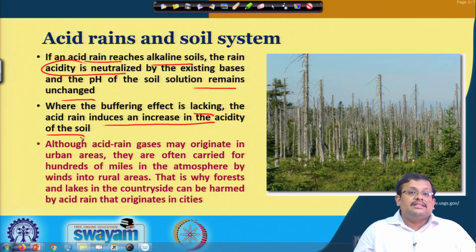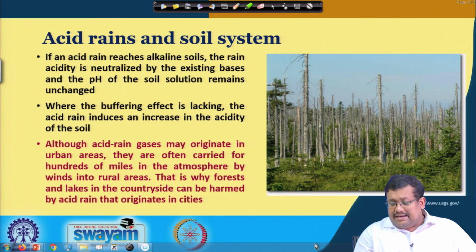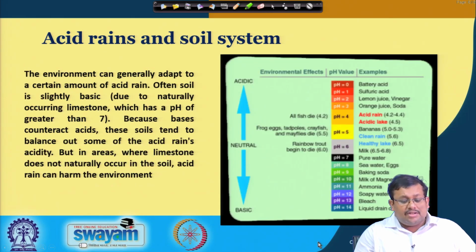That is why forests and lakes in the countryside or rural areas can be harmed by acid rains that originate in the cities. As you can see here, this is a photograph of acid rain effect in the forest, which is published by USGS. You can see that due to the acid rain, a large tract of forest area is getting affected and plants are getting defoliated. So, this is basically the interaction of acid rains with the soil solution.